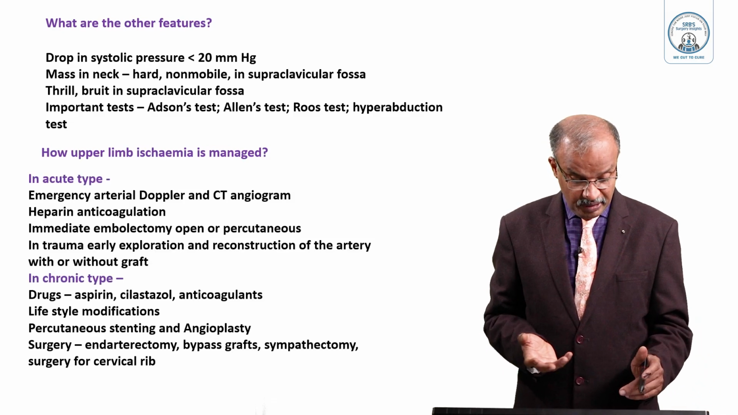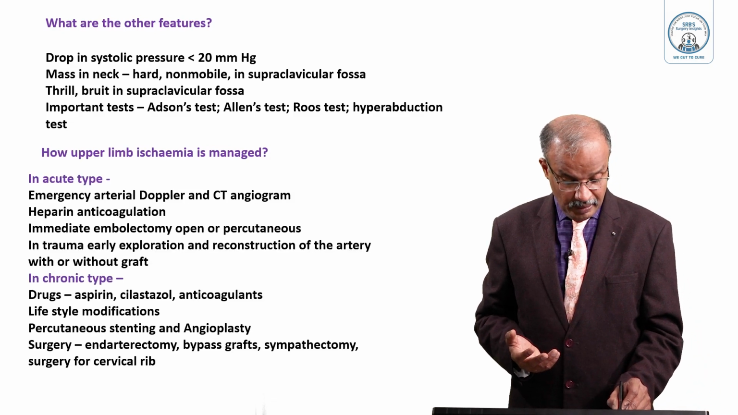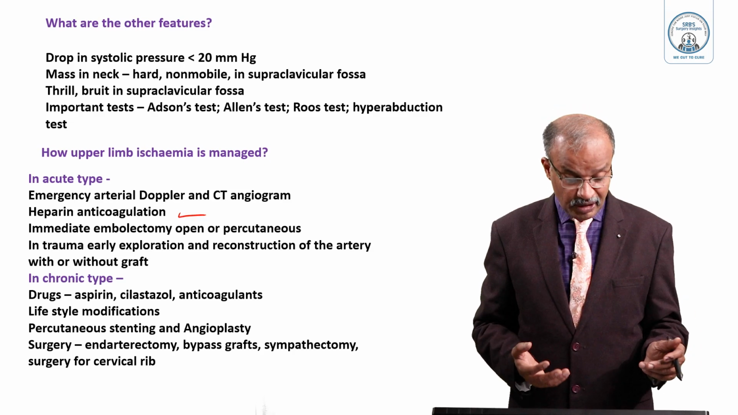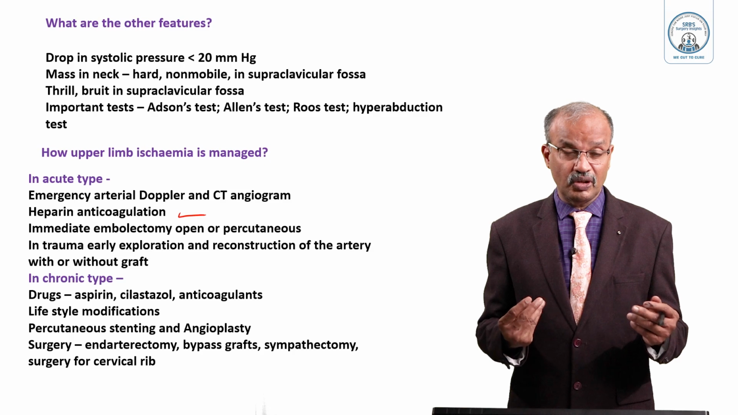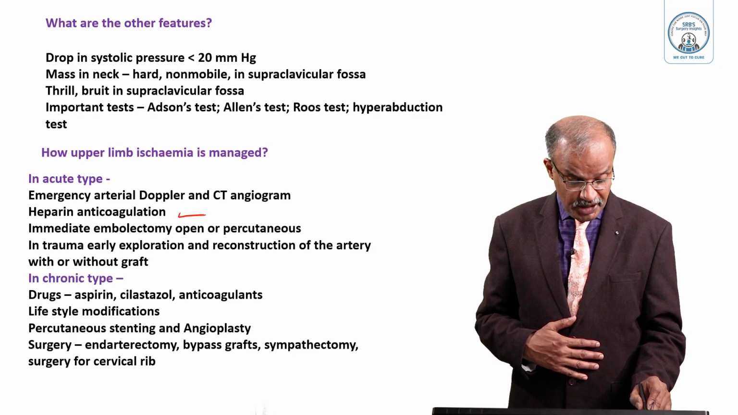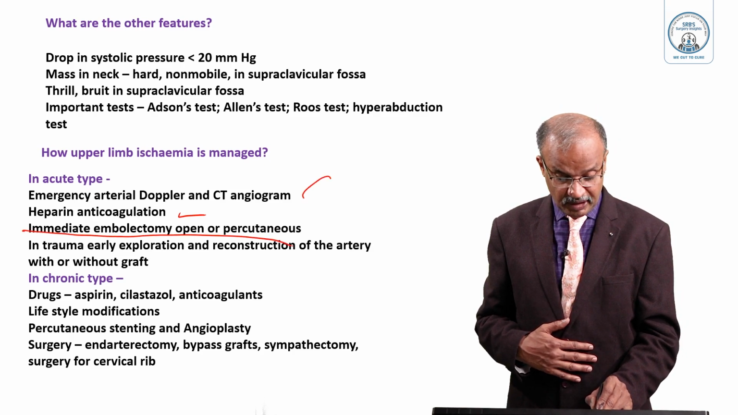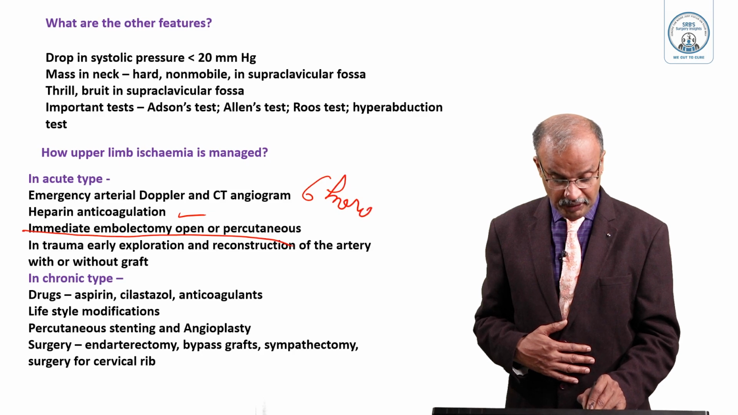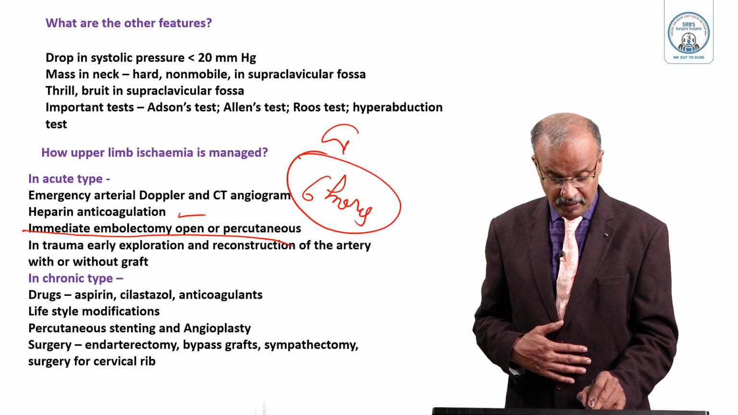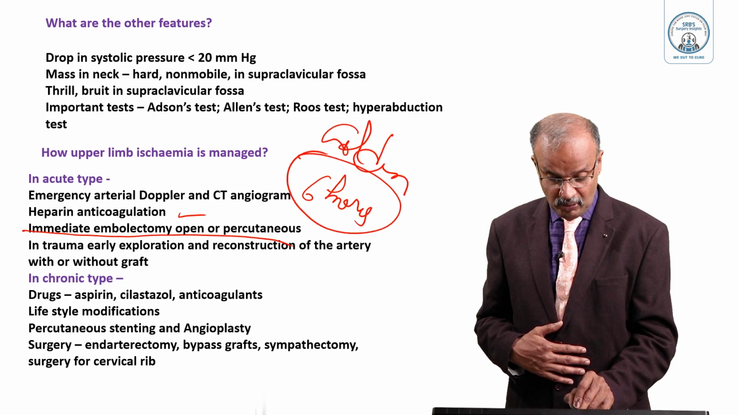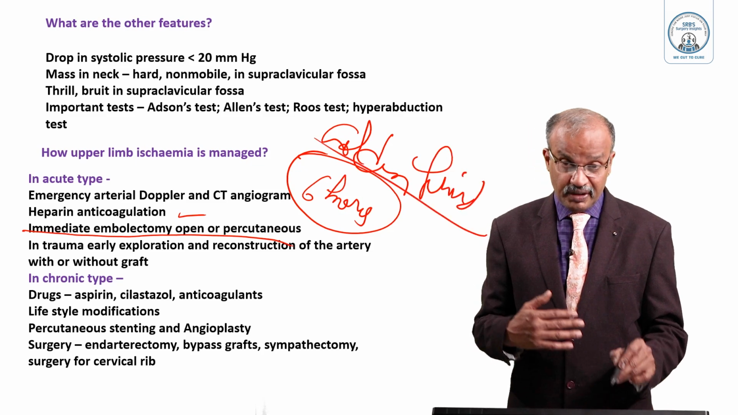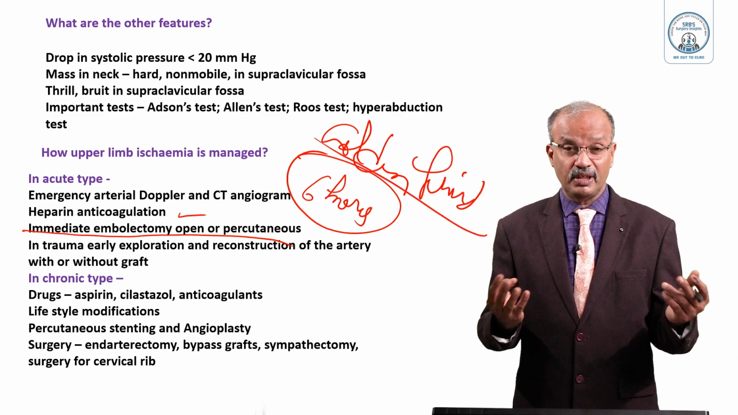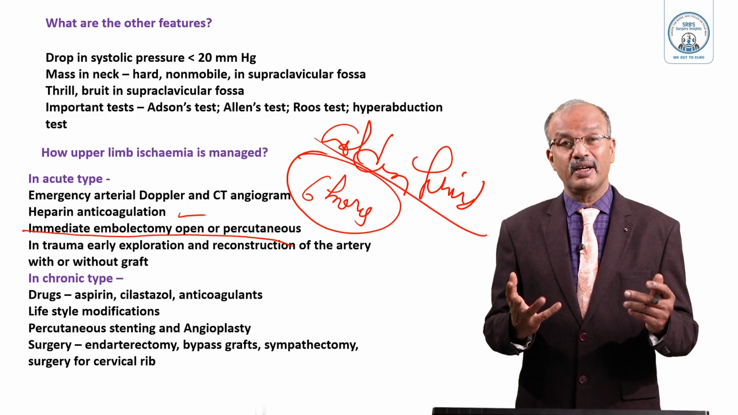Acute type: emergency arterial Doppler and CT angiogram. Heparin anticoagulation should be started immediately, at least to save whatever tissues possible from getting thrombosed and disturbed. Immediate embolectomy. The critical time is 6 hours, called the golden period. This point is important, the golden period, because they will ask MCQs. Within that you have to reperfuse the limb, otherwise the limb will go for ischemia and gangrene.